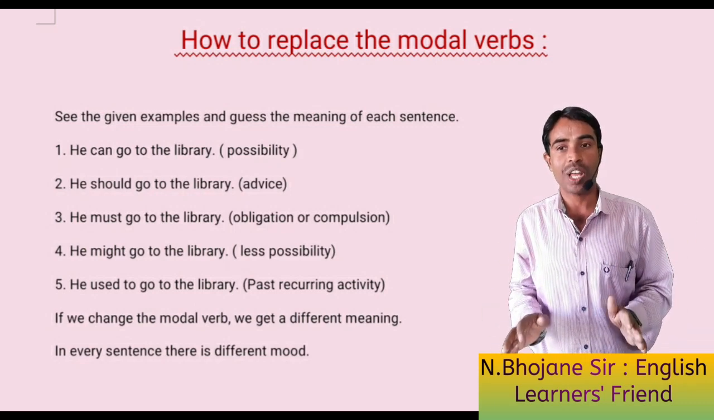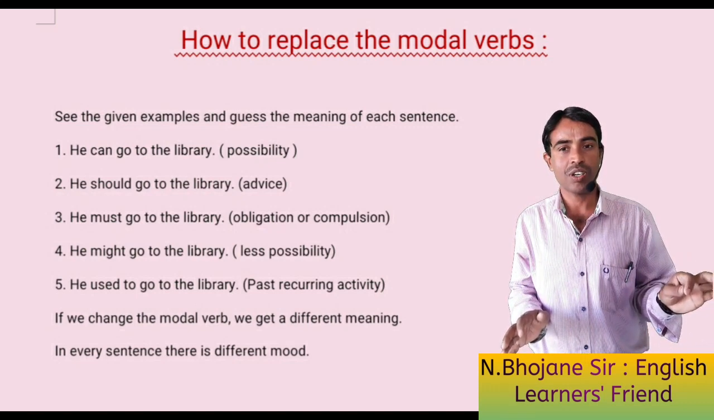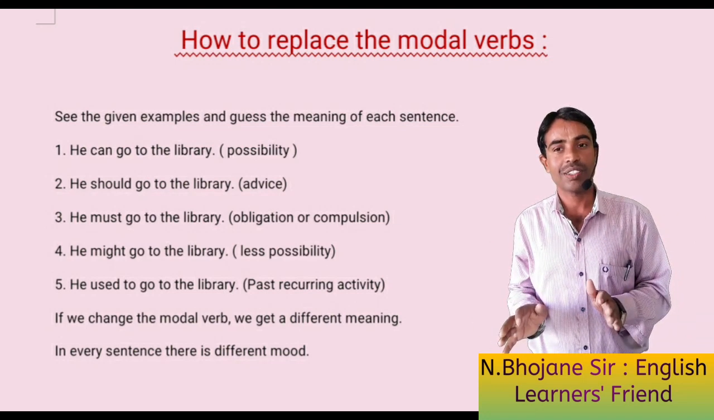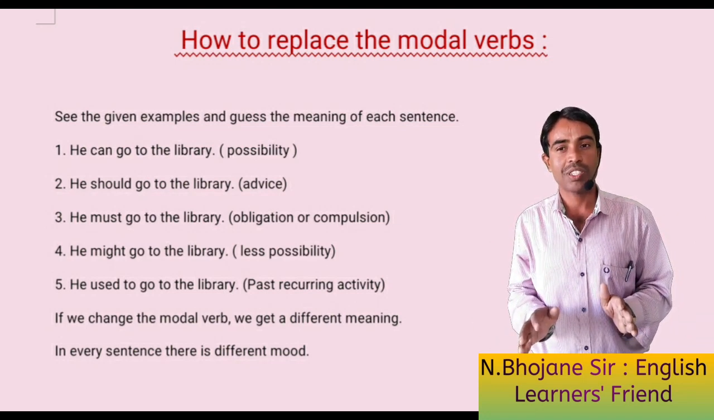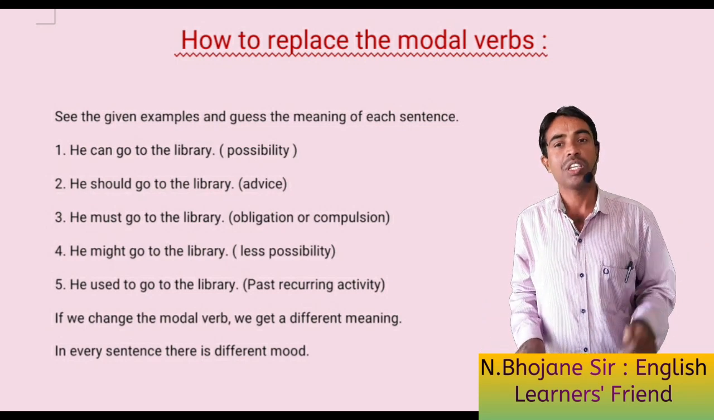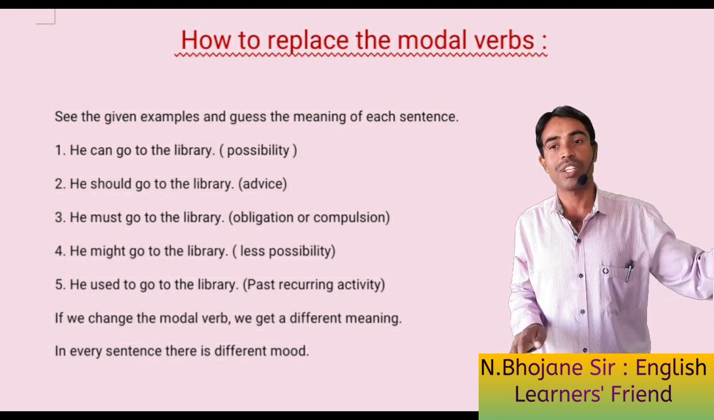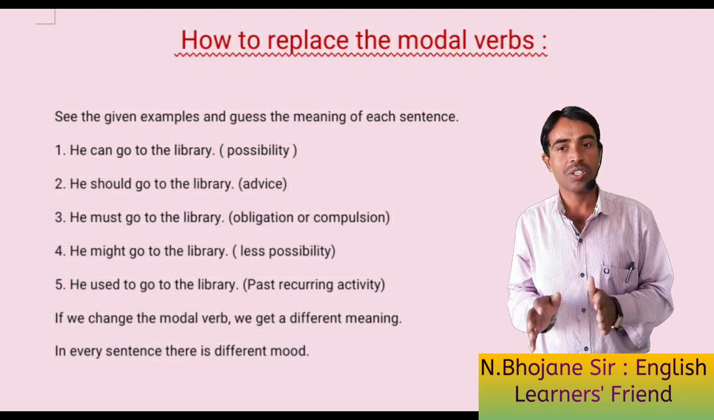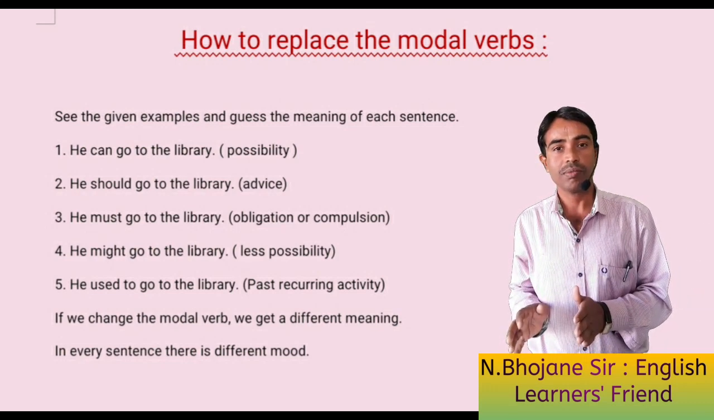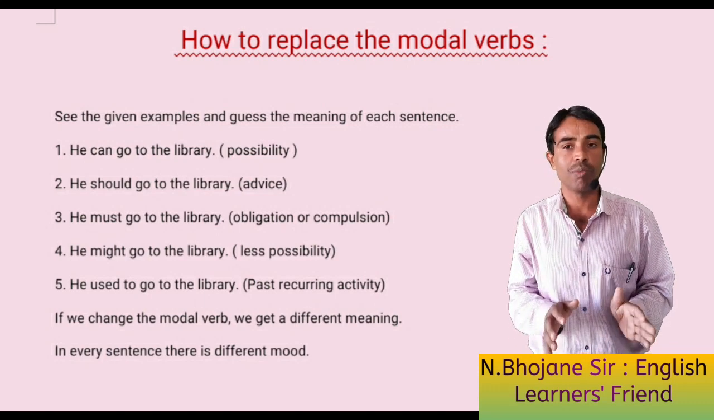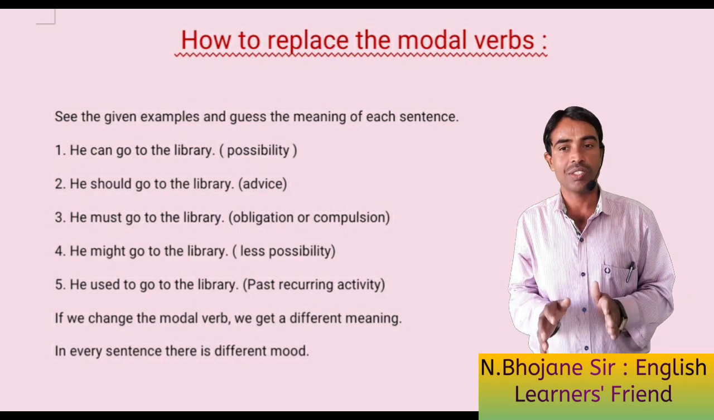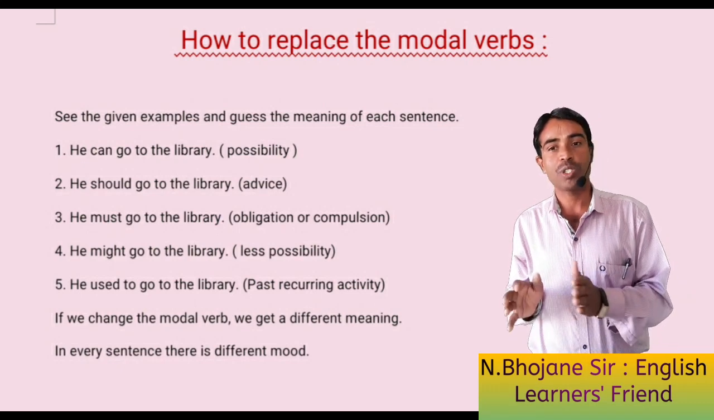He must go to the library. Now, here must expresses compulsion or obligation. He might go to the library. Now, here might expresses less possibility. He used to go to the library. Now, here used to indicates past recurring activity. If we change the modal verb, we get a different meaning. In every sentence, there is a different mood of the speaker.